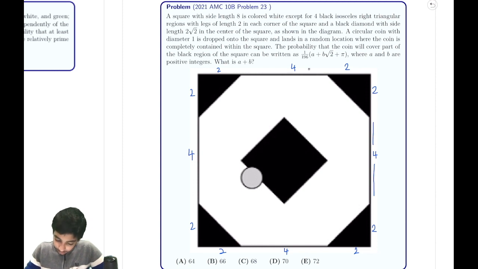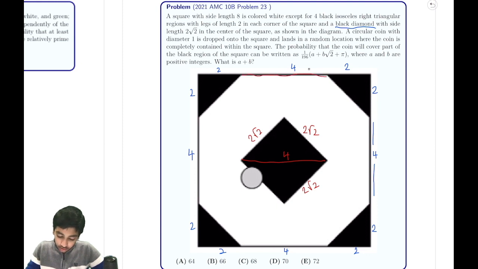We've got everything labeled, and then we've got a black diamond in each corner of the square, and a black diamond with side length 2 root 2 in the center of the square. This black diamond right here, 2 root 2, even though they said diamond, is actually just a tilted square, because all the sides are equal, and we also see that it has to be 90 degrees in the center right there, since this has a length of 4. Because this is also 4.